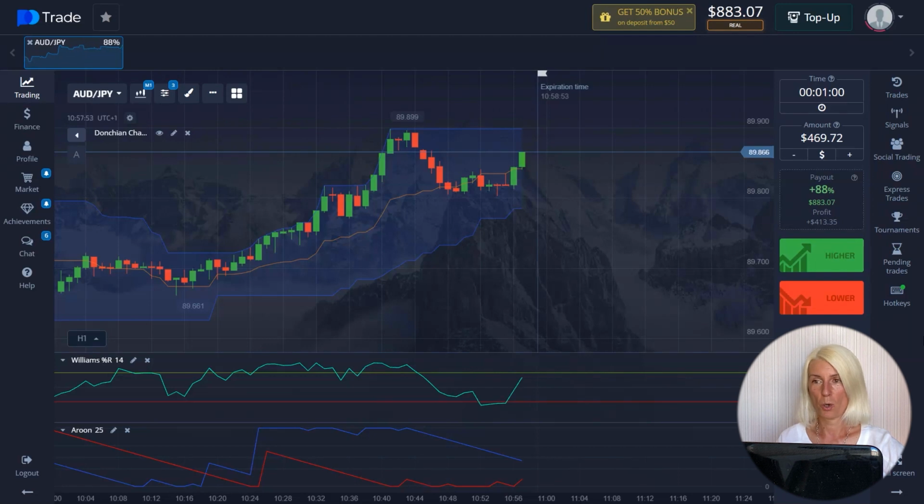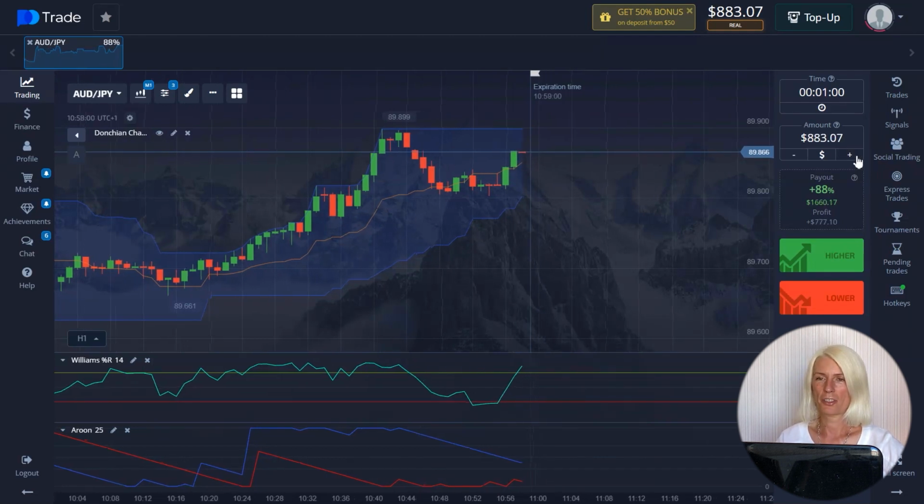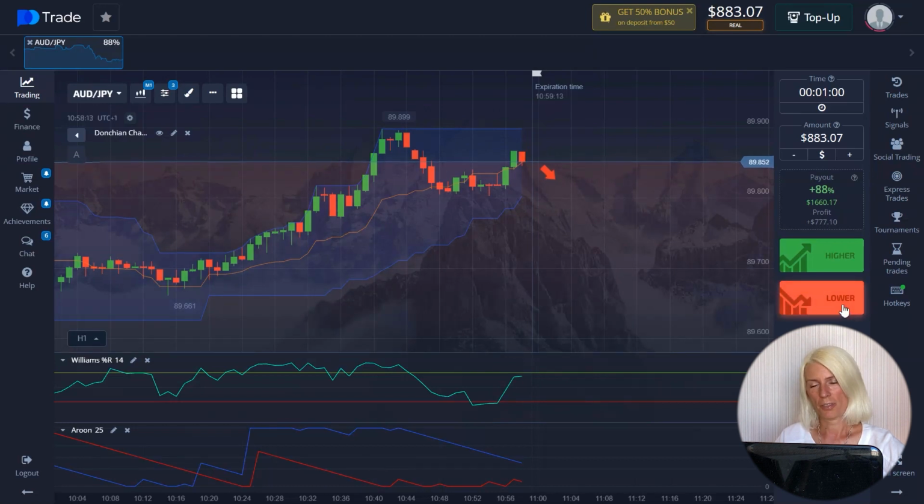The main signal for opening an uptrade is the breakdown of the alligator moving average lines from the bottom up. Continuing our trade, we will increase the amount of the trade, bringing it to $883.07. Let's continue to analyze the strategy. An additional confirmation signal for opening an uptrade is the passage of the RSI line from below to above the 50 level.